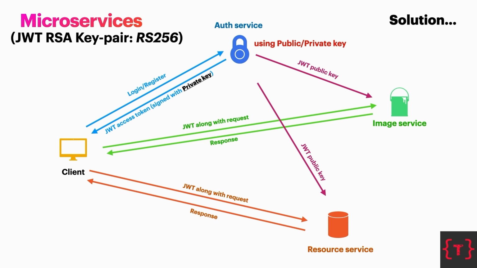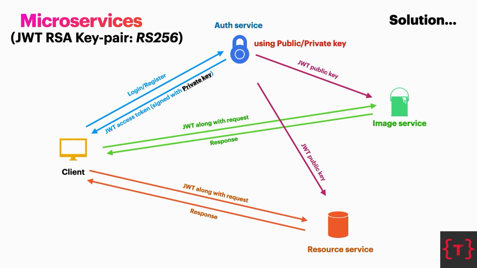Here again we have all the three services, that is the auth service, the MS service and the resource service. Since we have a public and private key pair at the auth service, what will happen is this: as soon as a user makes a login or register request, a JSON web token would be signed with a private key, and this private key is confined to this auth service only. No one else has access to this private key. The JSON web token is signed with the private key and sent back to the client.